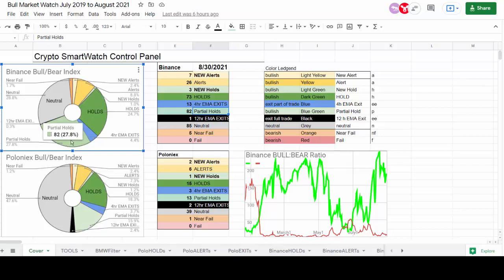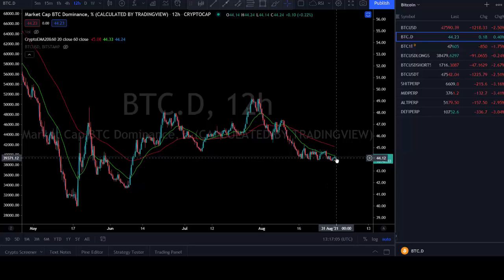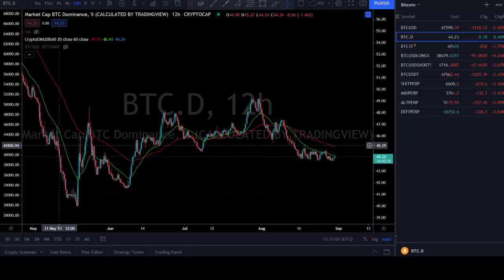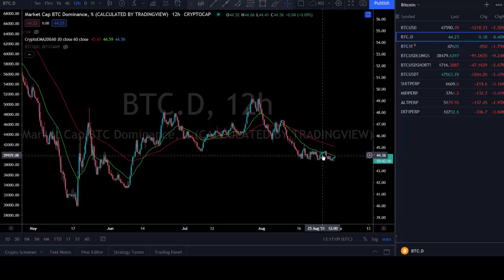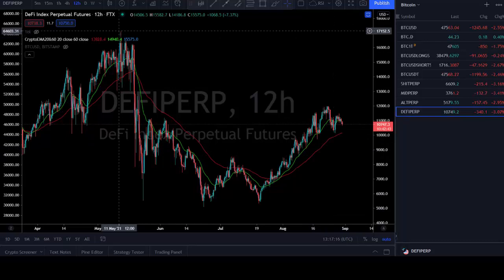And we have almost 28% of the coins in partial hold stance. And what that means is that as Bitcoin dominance is going sideways this way, this is sort of like a bottom formation. And the altcoins are doing almost exactly the opposite of this, like a top formation. And we can see that in the decentralized financial coins.